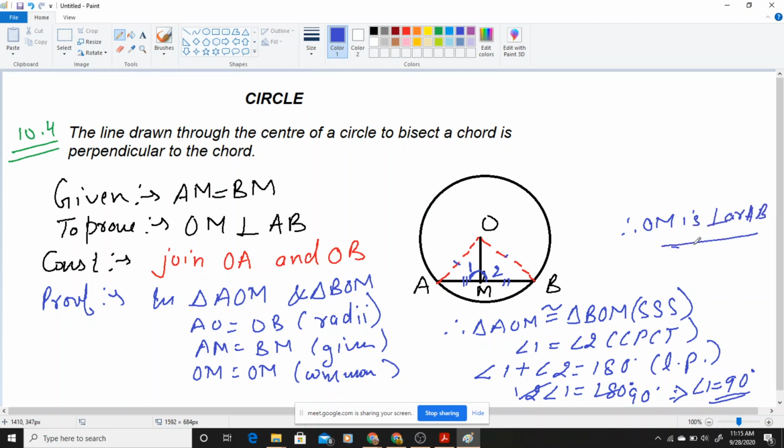That is the end thing you can write, and that's all you have to do in this theorem. The line drawn through the center of a circle to bisect a chord is perpendicular to the chord. We have proved that if a line is bisecting the chord drawn from the center, that means it is perpendicular. So these two theorems we have done, 10.3, 10.4. You have to understand this one and you have to use them in questions also.